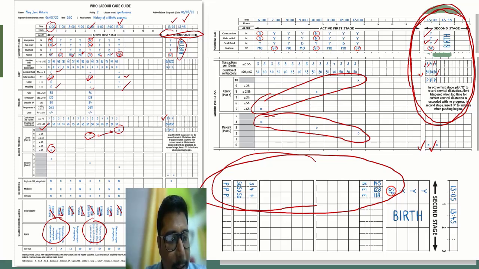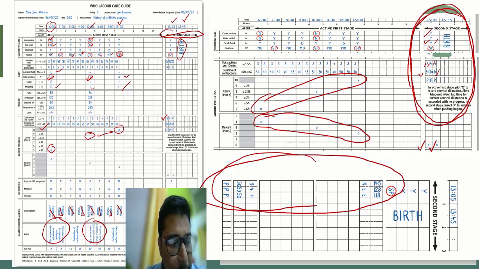So you can see here there was no molding, then slight molding appeared, then +2 molding appeared, but molding +3 is most critical, so there is no alert call raised here. Caput, it's plus. So small degree of caput and not important. Liquor was clear to begin with. So if you see the maternal parameters, it all looks good.